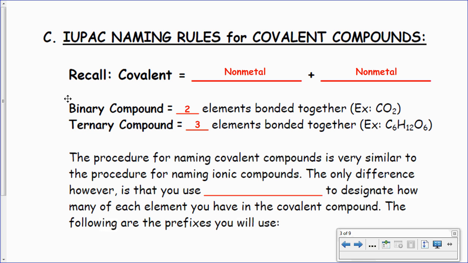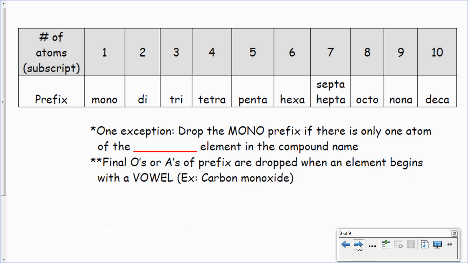Simple enough. The procedure for naming covalent compounds is very similar to the procedure for ionic compounds. The only difference is that you have to use these Latin prefixes. And no, there's no reference table for the Latin prefixes, so you've just got to know them. Mono, di, tri, tetra, penta, hexa, hepta, octa, nona, deca. See? I don't even know them all. I've got to review, so let's check them out.